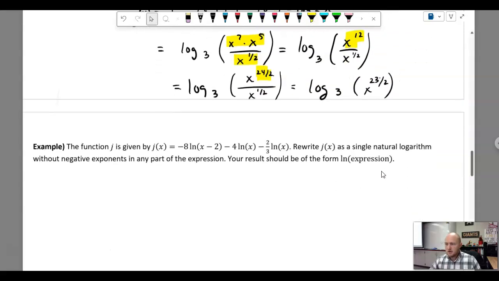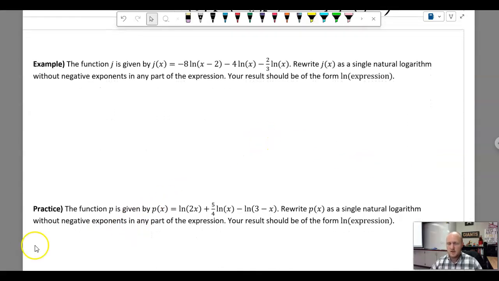Okay, let's go ahead and look at a couple more examples. And we have one here that has natural logarithms.